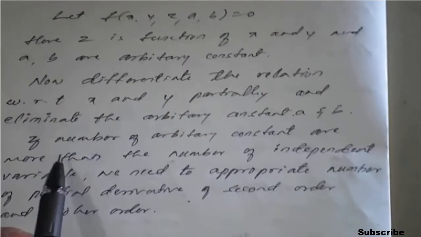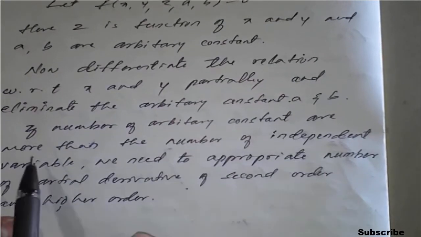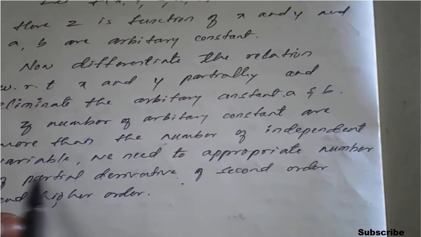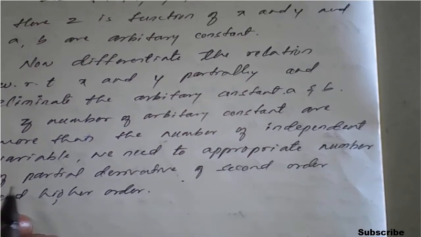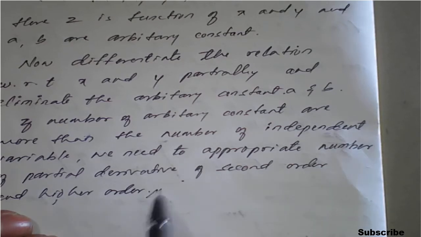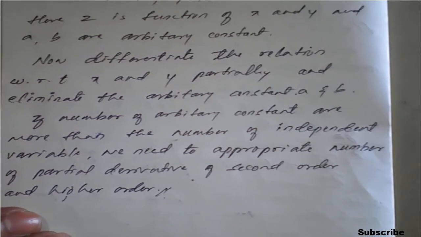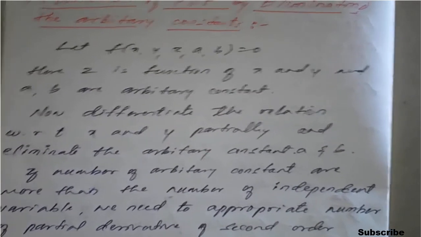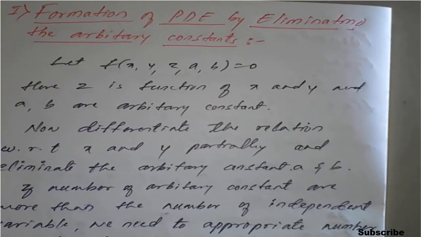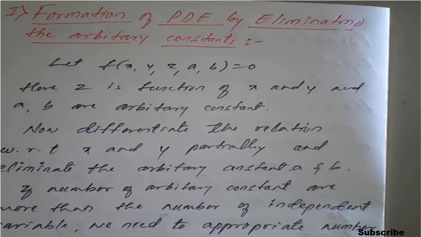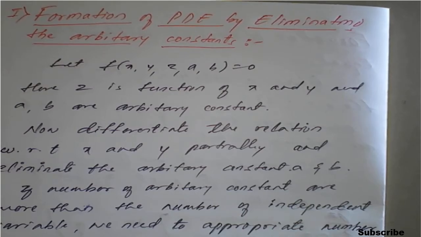So if the number of arbitrary constants is more than the number of independent variables, we need to find the appropriate number of partial derivatives of the second order and higher order also. Fine. Now we'll see the examples based on this formation of PDE by eliminating the arbitrary constant.